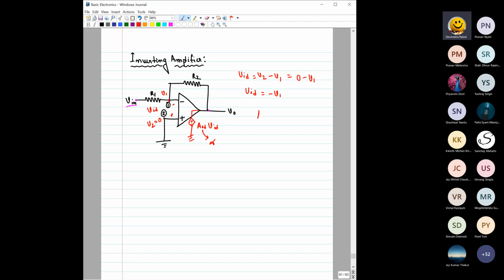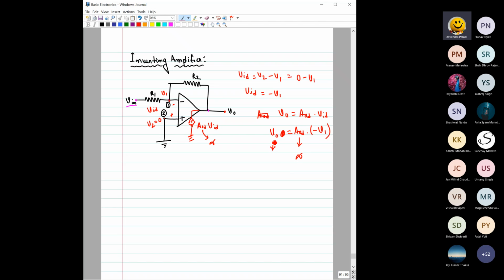Now, AOD. What is the output voltage? No other resistance is connected between these two, so whatever voltage appears will be across this V0. So the output voltage V0 is equal to AOD times VID, and VID is equal to minus V1. Here AOD is infinite, very, very high.